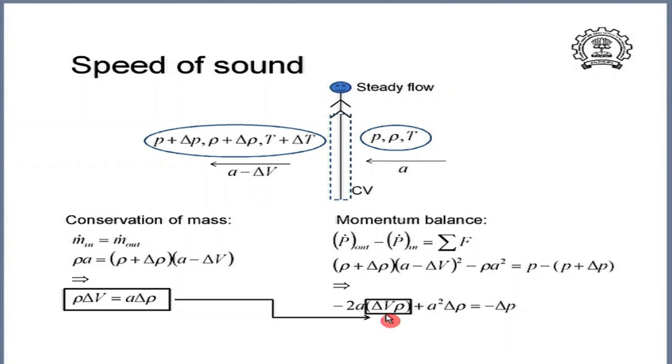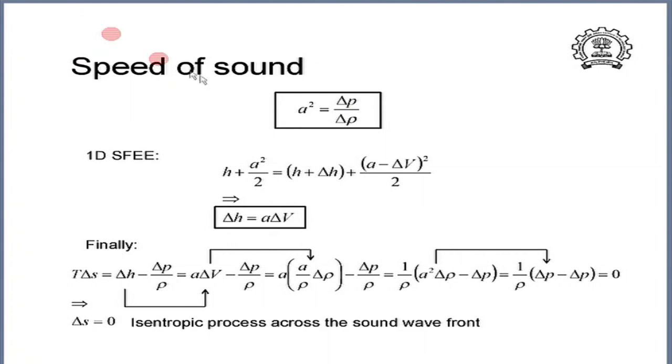What you will see is that there is a term in the intermediate result when you simplify the momentum balance which involves delta v multiplied by rho, the whole thing multiplied by minus 2 times A. Now you can eliminate this delta v using the intermediate result we obtained from the conservation of mass. So delta v from the conservation of mass is simply A times delta rho over rho. You can substitute that for delta v in the momentum balance expression, carry out the simplification, and you will finally end up with an expression for the speed of sound. The square of the speed of sound will be equal to delta p divided by delta rho.